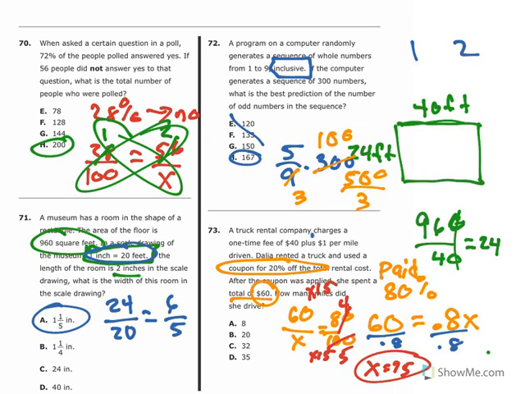So now let's talk about this, right? So there's a fee of $40 plus $1 per mile. So we had to pay $40 for this fee. So we paid $35 at $1 per mile is 35 miles.